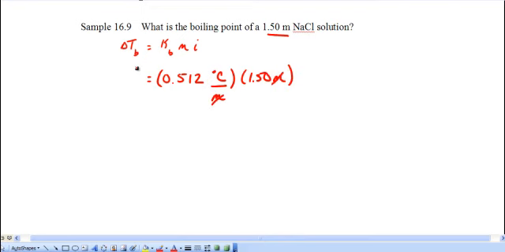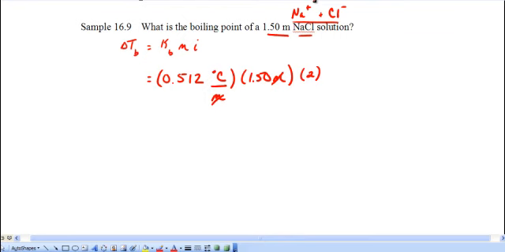And then the Van't Hoff factor for sodium chloride is actually 2. This dissociates into sodium ions and chloride ions. So you actually produce 2 ions. So this Van't Hoff factor is going to be approximately 2. It's actually a little bit less than that because some of these do stick together, and so you don't get completely 2 ions for every sodium chloride, but it's close enough for right now.